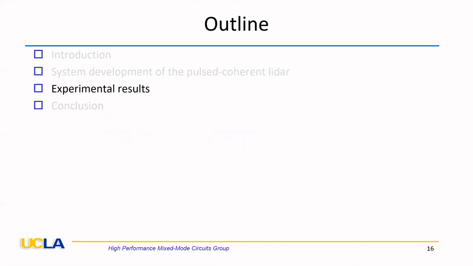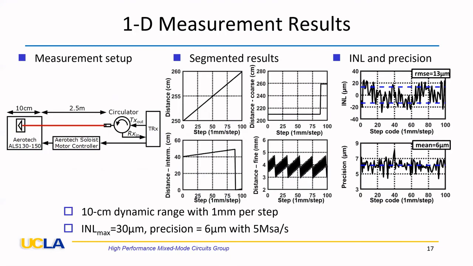Next, I will show the measurement results. To characterize the LiDAR performance, we first performed a 1D delay line scanning to characterize the linearity and the precision. A mirror target on the motor stage is placed at 2.5 meters away from the transceiver. We then scan a 10 centimeter dynamic range with 1 millimeter step size. The overall distance results and the segmented measurement results are shown here. The maximum INL is 30 micrometer, where the RMS error is 13 micrometer. And the precision is 6 micrometer across the 10 centimeter dynamic range.